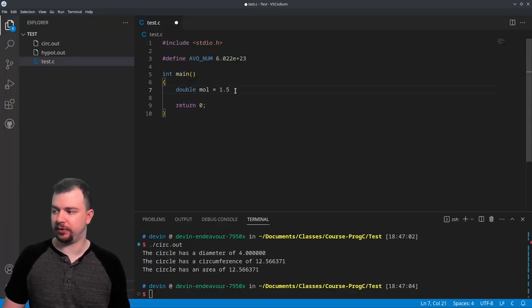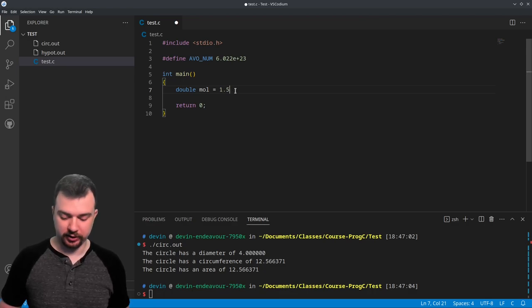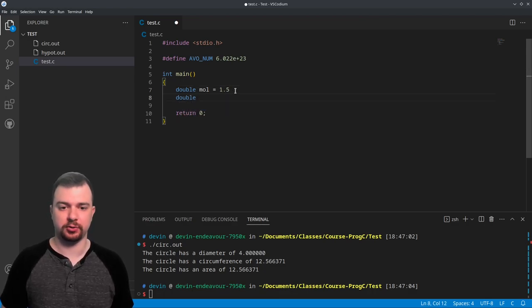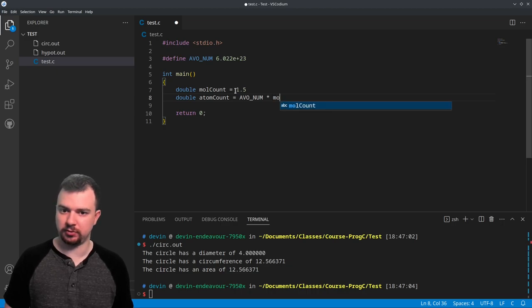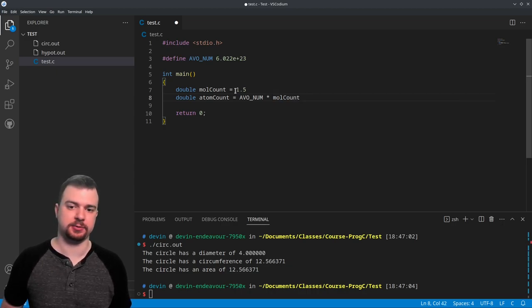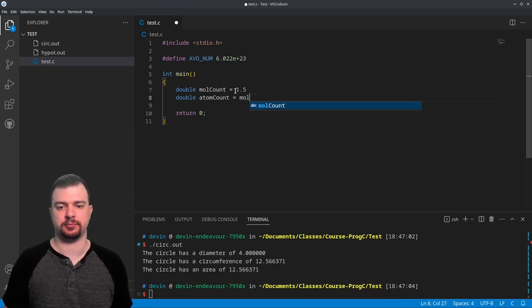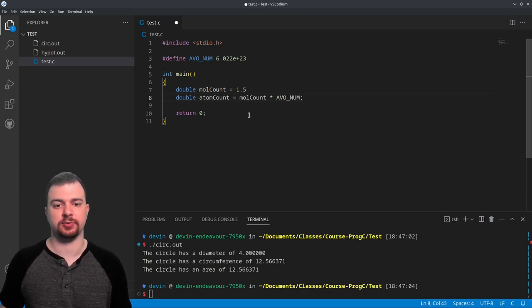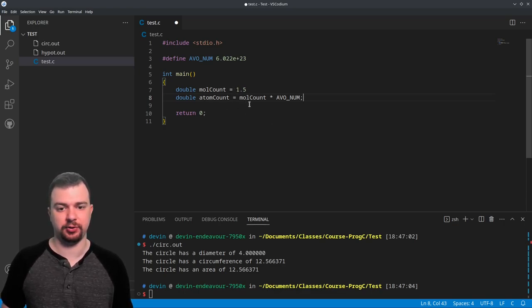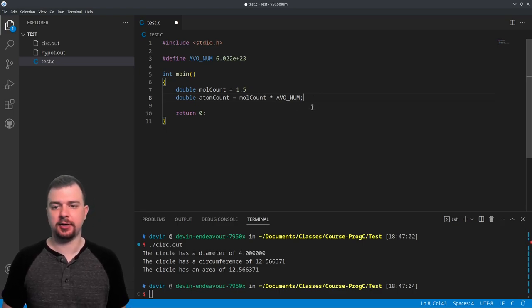So whenever we want to get the actual atoms, we're going to look at, let's name this mole count. Atom count, then we have avonum times mole count. Specifically, I want to do this because if I want to do a conversion, like from atoms to moles, I would do atom count divided by avonum, so it just keeps it more consistent.